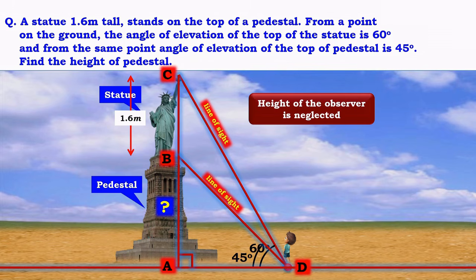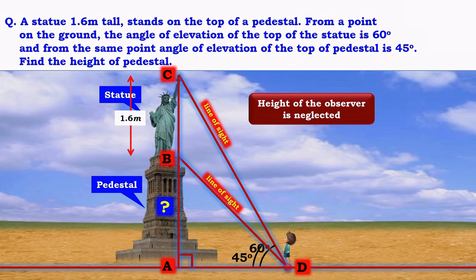Two lines of sight are drawn from the observer at point D. The lower line of sight goes from point D to point B, the top of the pedestal. It makes an angle of 45 degrees with the ground.